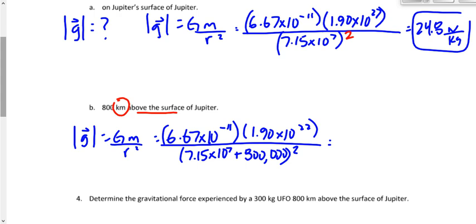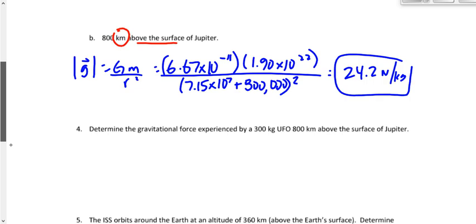And when we do that math, we end up getting 24.2 newtons per kilogram. Some of you get the same number, 24.8. Of course, we would expect the field strength to be less, right? You're 800 kilometers up. The field strength is going to be lower. Although, as you can see, it's not that much lower. Not as much as maybe you'd expect.